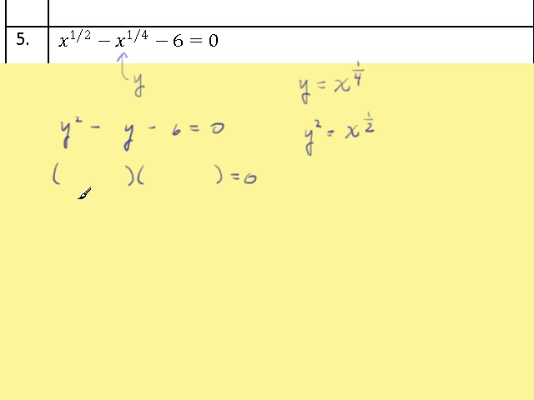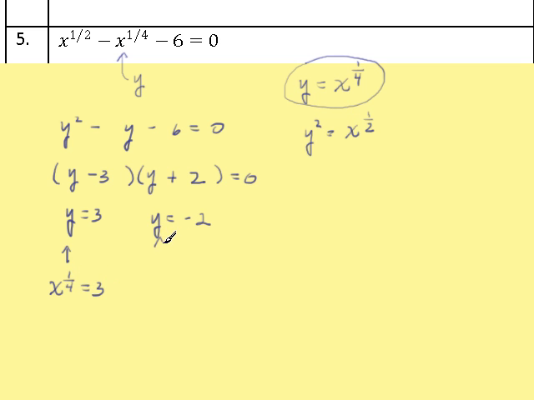All right, so let's factor this. So this is minus 3, plus 2. Okay, that gives us the minus 6, and that gives us the minus y in the middle. So we have y is equal to 3, and y is equal to negative 2. All right, and now we have to go back to this equation. Okay, and we want to know what x is equal to, so we're going to write x to the 1/4 is equal to 3, and here we're going to write x to the 1/4 is equal to minus 2.